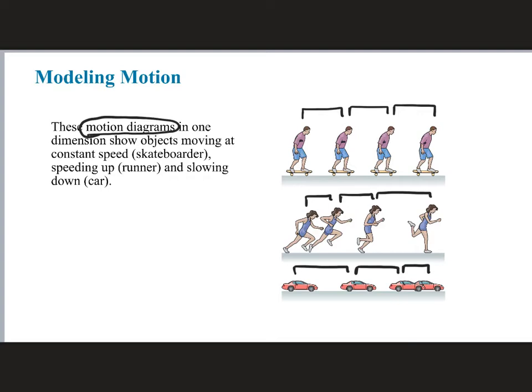One thing that we do when we're modeling motion is we don't really spend a lot of time drawing the details of the objects because all we really care about is where it is at a certain time. And so to do that, we use what's called the particle model, which is really just representing the object as a dot and labeling the time that goes along with each dot. So the runner would just be a dot that got further and further apart, and the car would be a dot that got closer and closer together.